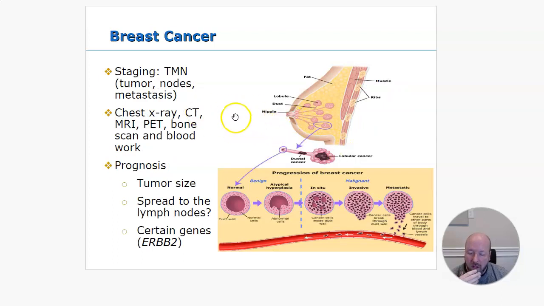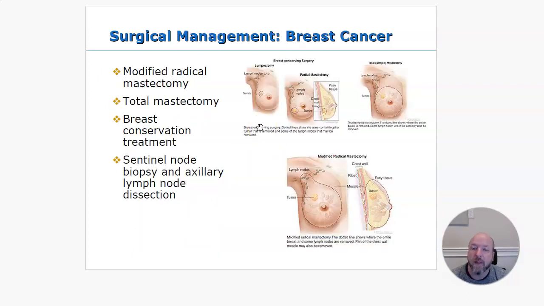When we start looking at the breast, we want to do tumor node metastasis, which tells us how big the tumor is, and is it spreading or is it not? And the big thing is, the bigger the tumor, the more it's spread, obviously the mortality rate is higher and the treatment's going to be more difficult.